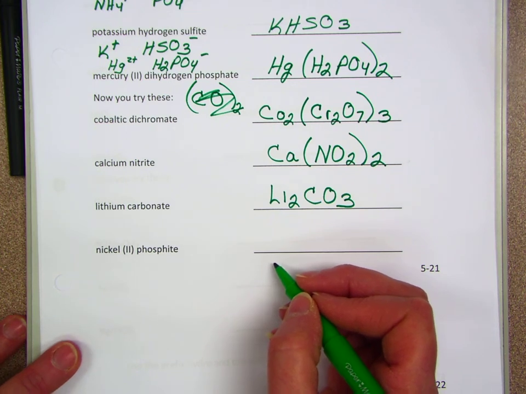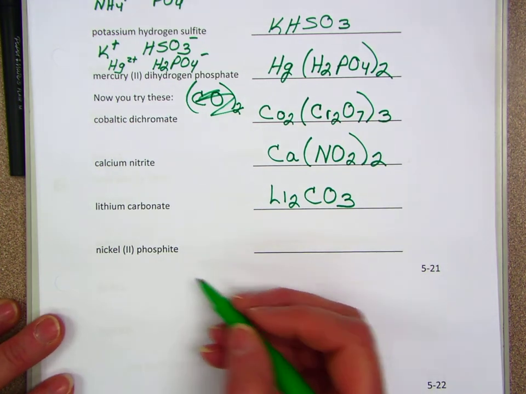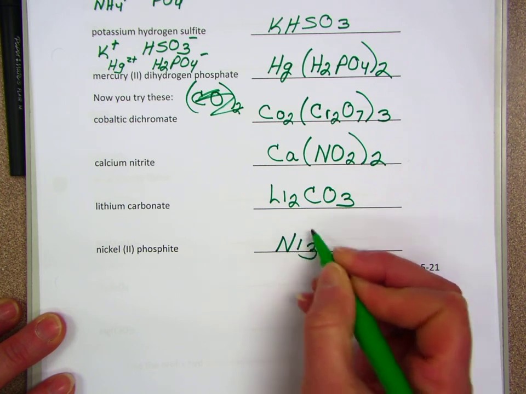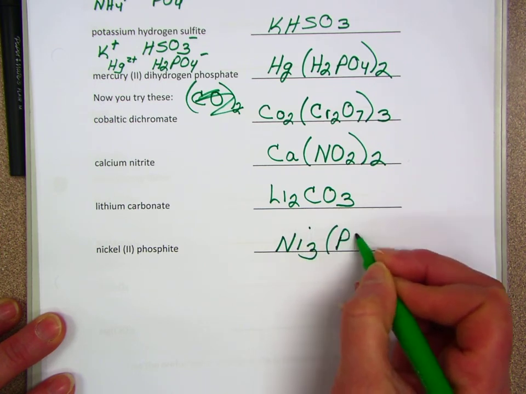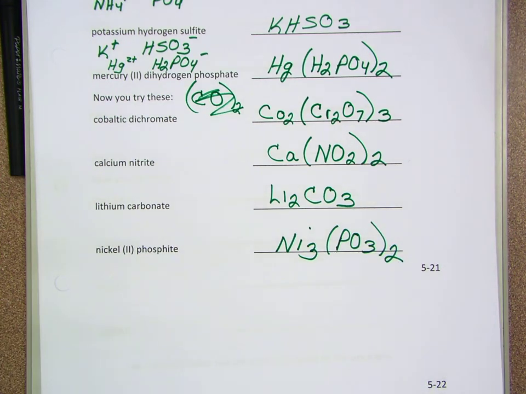I don't mark it wrong if you do, because sometimes I know you start thinking, okay, polyatomic, and you put it in parentheses, then you do the math and you're like, oh, I don't need it. So I don't mark it wrong, but it just messes things up. Morgan? Ni3, and in parentheses PO3, and then close parentheses 2. Okay. So once again, it's not that hard when we're only doing one thing.